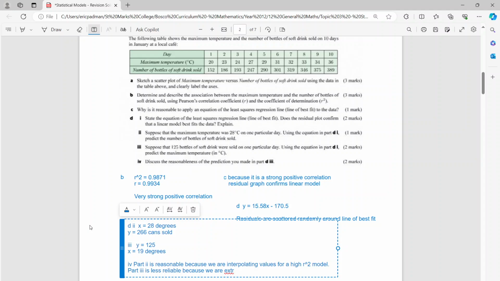So remember, interpolation is when you're predicting things that occur within the range of your data set. When we were predicting 28 degrees, that fell inside our data set. When you do 125, that falls below the values that we got. So that's extrapolation, but close to.